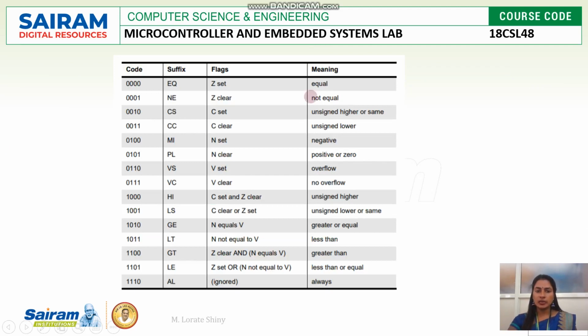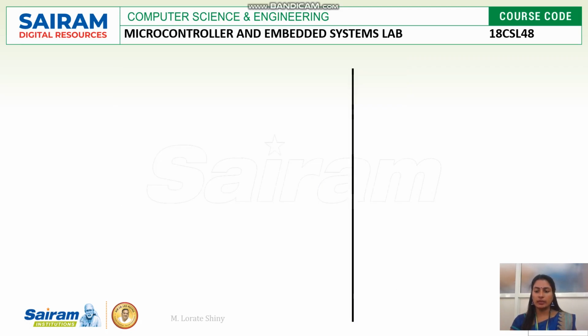So this is the table. These are the conditions which we will use in the program. For all the conditions, some CPSR flags will be set. For the EQ condition, the Z flag will be set. For the NE condition, the Z flag will be clear. So these things we will use in the program, and that's what I have written here.